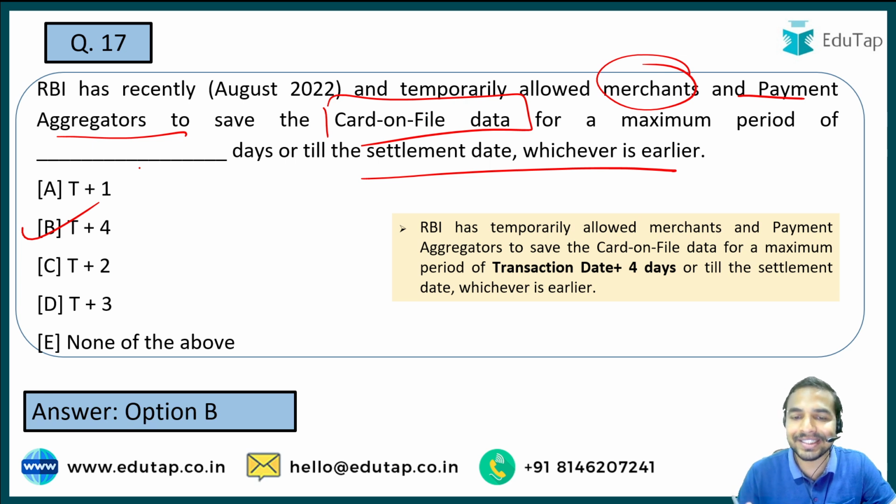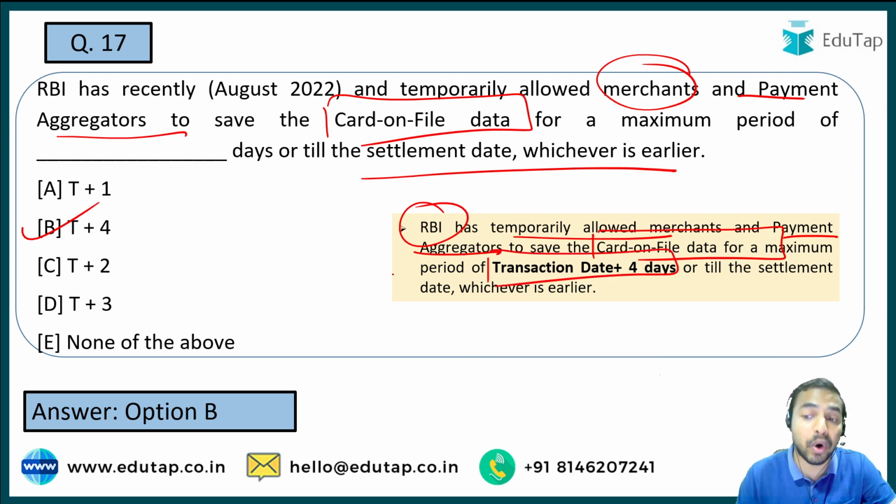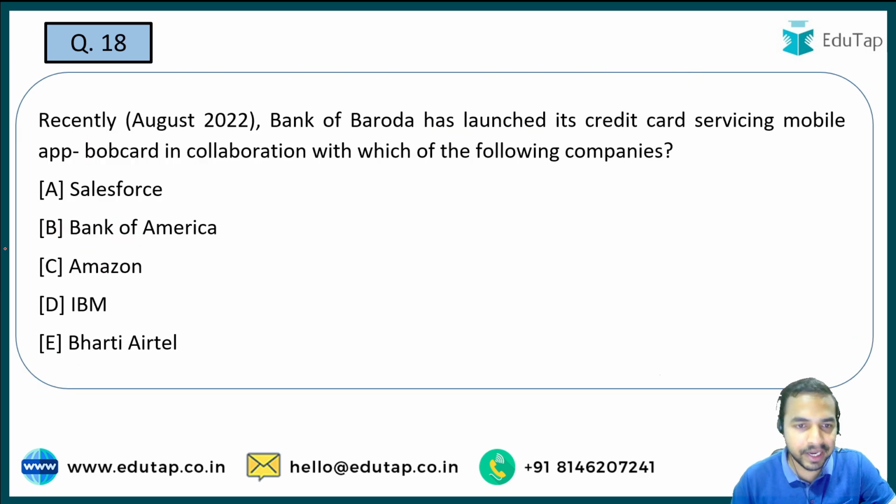So here you can see that RBI has temporarily allowed merchants and payment aggregators to save the card on file data for a maximum period of transaction date plus 4 days or till the settlement date, whichever is earlier. So this is what you are required to remember. The very important thing is that transaction date plus 4 days is till what time this has been allowed by the Reserve Bank of India. Okay, let's move on to the next question.